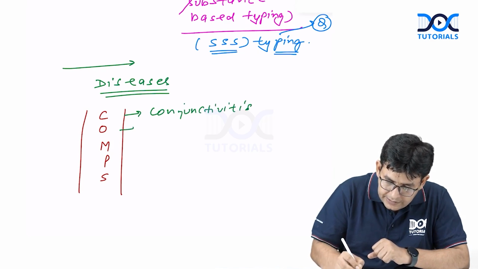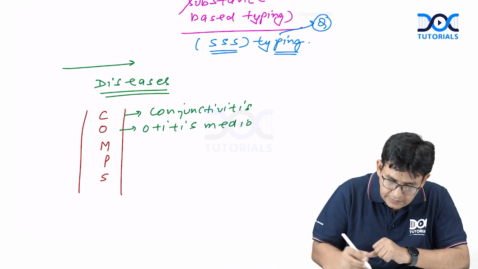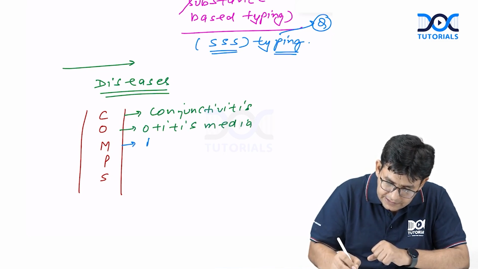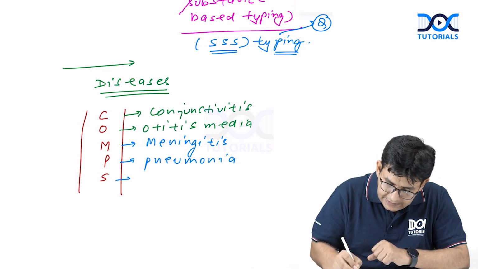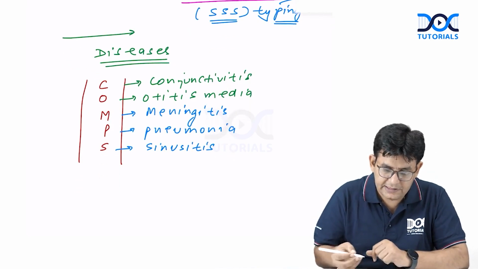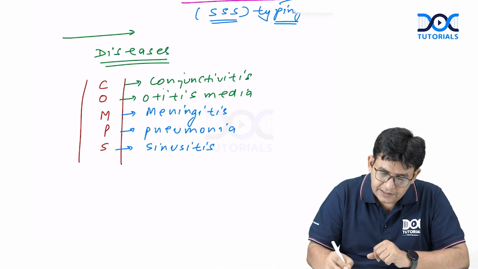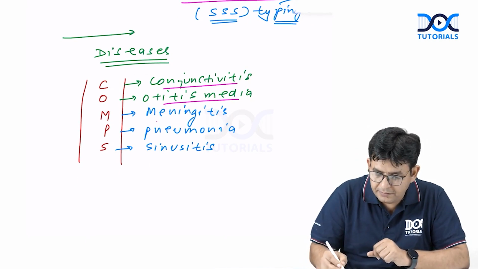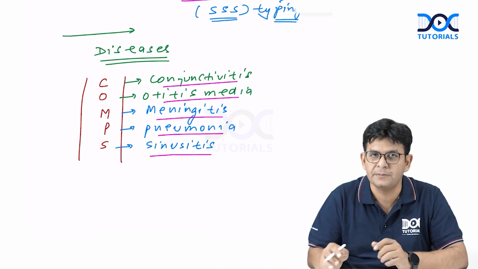Okay. O is otitis media. M is meningitis. P is pneumonia. And S is sinusitis. So these are there: conjunctivitis, otitis media, meningitis, pneumonia, and sinusitis. Remember them by the mnemonic COMS.